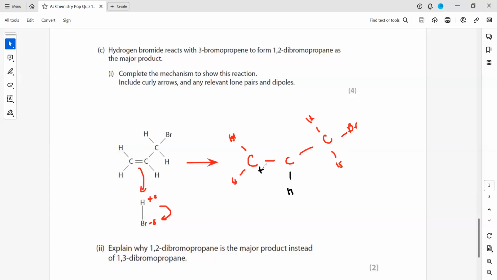But if I do it like this, then it will be 1 and 3, because the bromide ion, which has a lone pair, will be attracted toward this carbon. So this will produce 1,3-dibromo, because I will have bromine on the first position and the third position. So it cannot be, because we want the product to be 1,2 as given in the question.